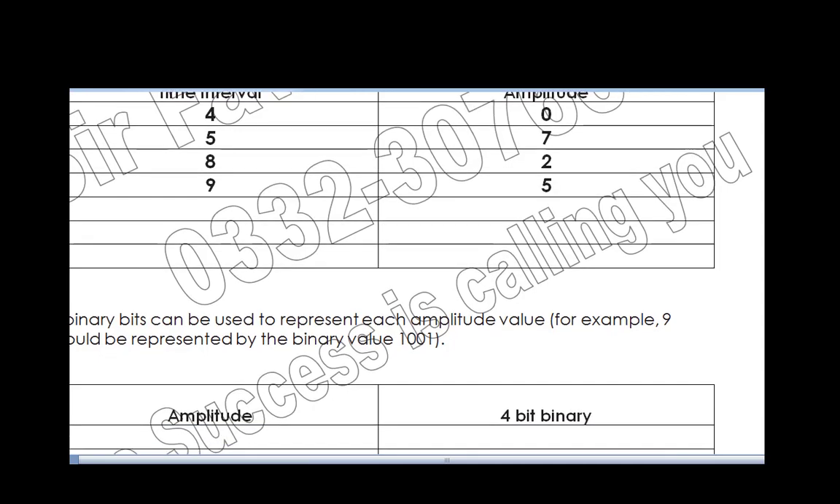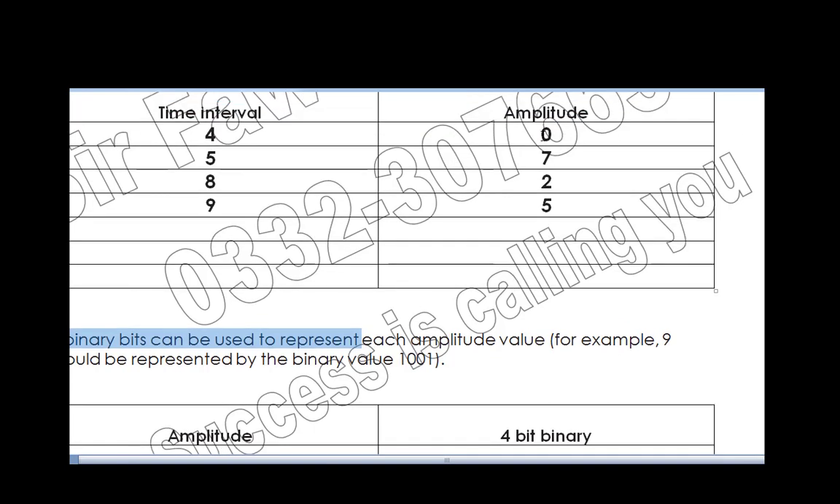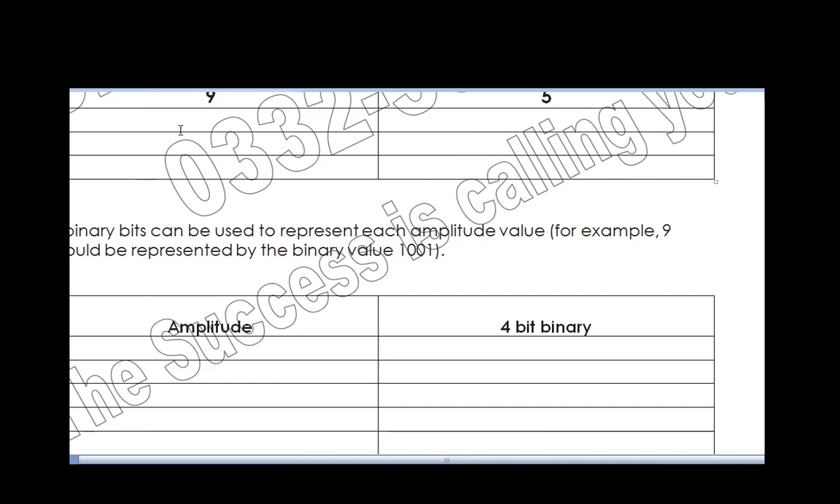Now let's see how the system calculates it. It says that 4-bit binary can be used to represent each amplitude. Let's consider the amplitudes that we have taken here. We have taken 0, 7, 2 and 5 amplitude. So let's consider 7, 2 and 5 amplitude.